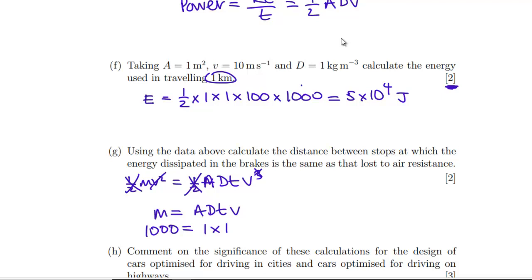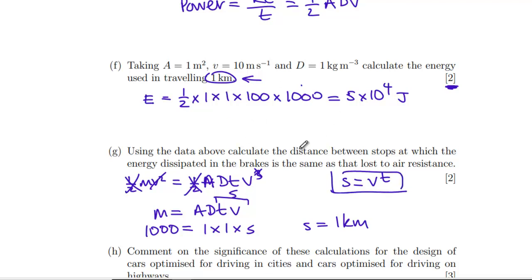So the distance between the stops is S, which is velocity times time. Yeah, so v times t is S. So this bit here is S, and that's what we're solving for. So S has got to be equal to 1 kilometer. They've just given us 1 kilometer here for some distance, but we need to actually work out when these things are the same.